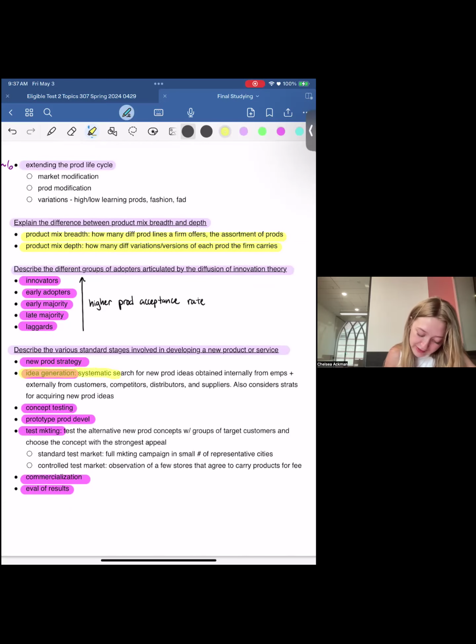So idea generation is the systematic search for new product ideas obtained internally from employees, externally from customers, competitors, distributors, and suppliers. It also considers strategies for acquiring new product ideas.